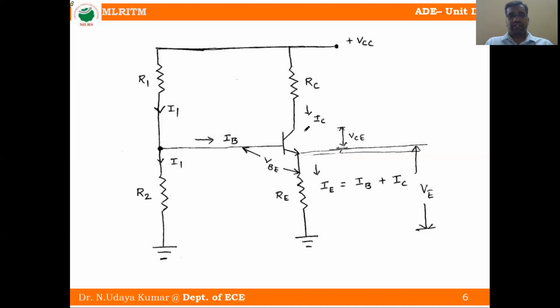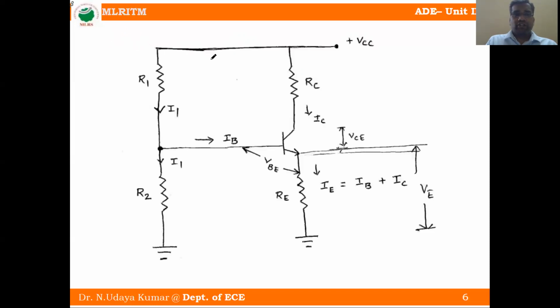This is the base current, this is the collector current, and this is the emitter current. The emitter current is nothing but the base current plus the collector current. Current is flowing from base to emitter here, so the base current and also the collector current. IC is the collector current.